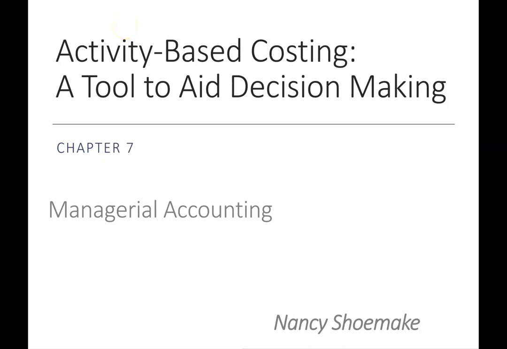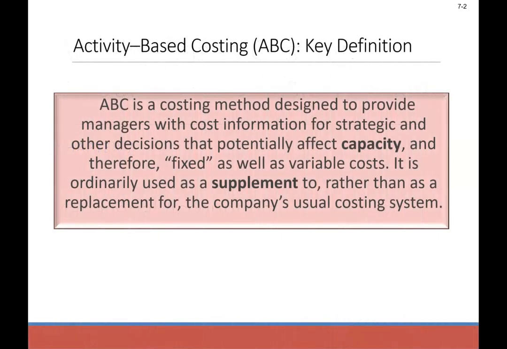ABC's another word for it. A lot of companies that use it, I believe Toyota uses it, benefit, but it is a costly system to use because you have to use this usually in adjacent to using another costing. ABC is a costing method that's designed to provide managers with cost information for decision making. And usually it affects capacity.